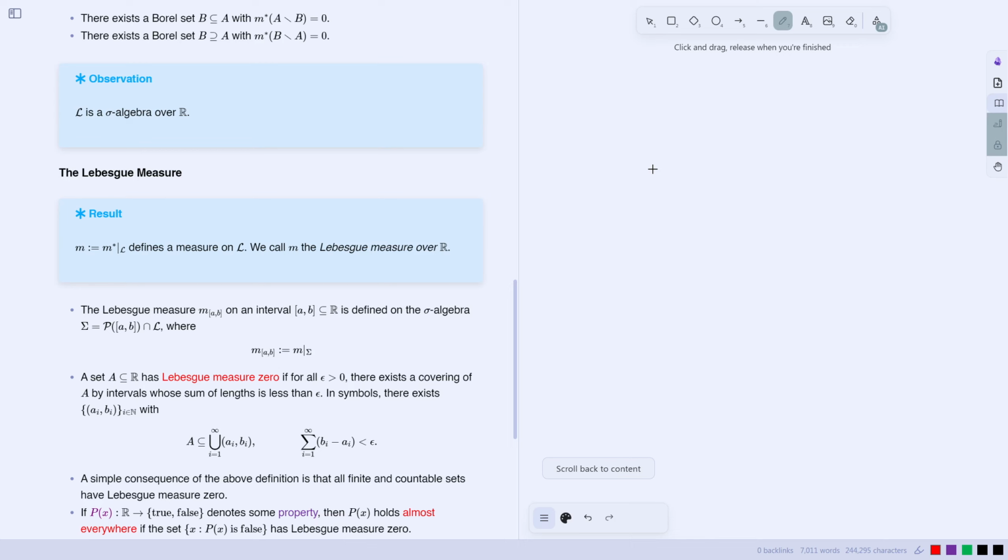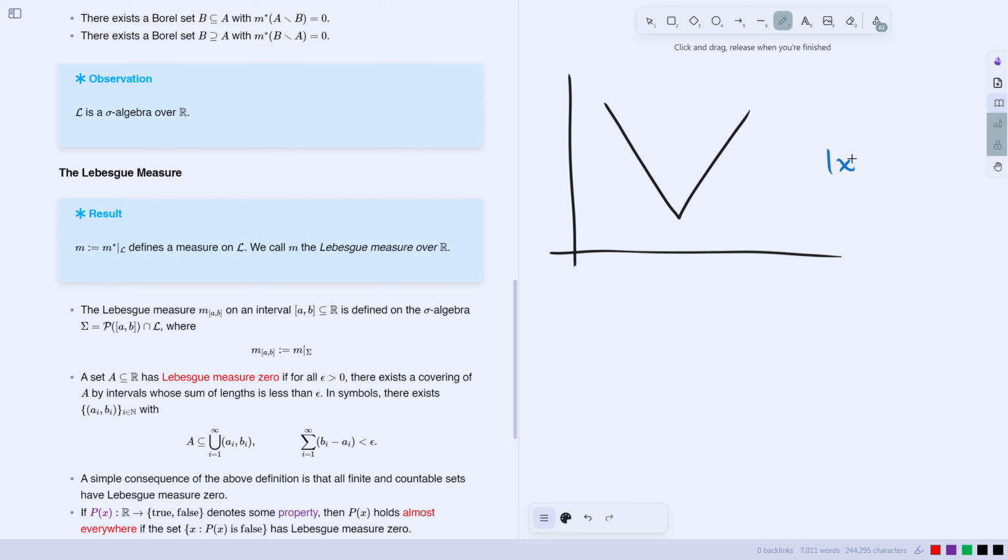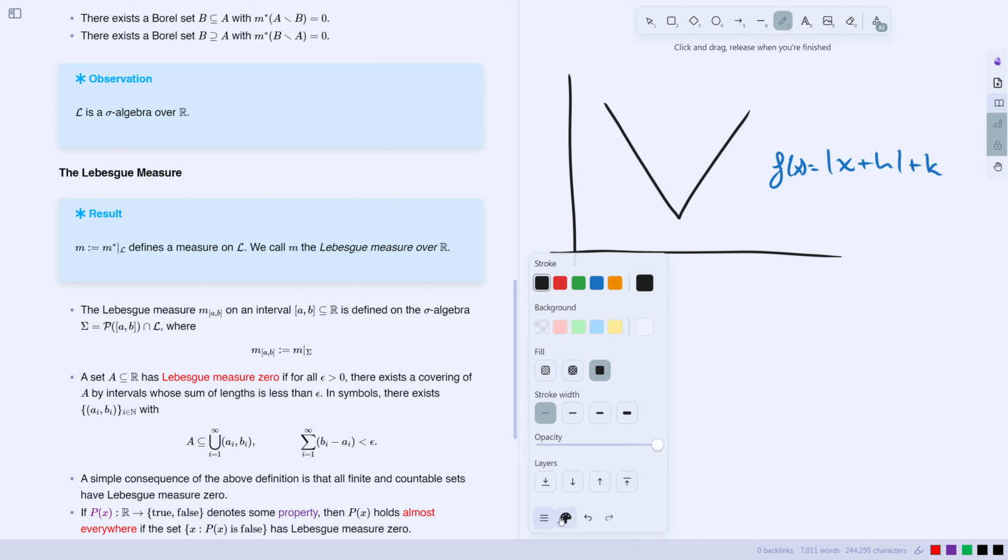Sets of Lebesgue measure 0 imply some language, talking about almost everywhere, that we're going to be using. To motivate it, take, for example, this translation of the absolute value function. We'll say f of x equals the absolute value of x plus h. No, I think people usually use k. Here's my f. Now, an example of using this almost everywhere language is like this.